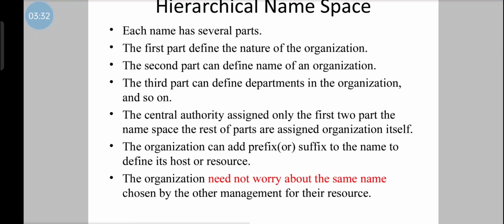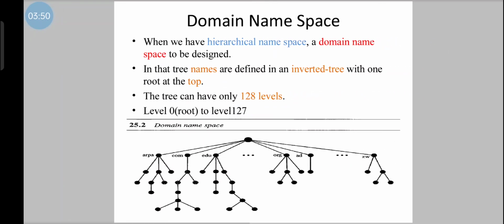Next one is the hierarchical namespace. Each name has several parts. The first part defines the nature of the organization. The second part defines the name of the organization. The third part defines the departments in the organization. So here there is no need to worry about the same name. So you can use the concept.